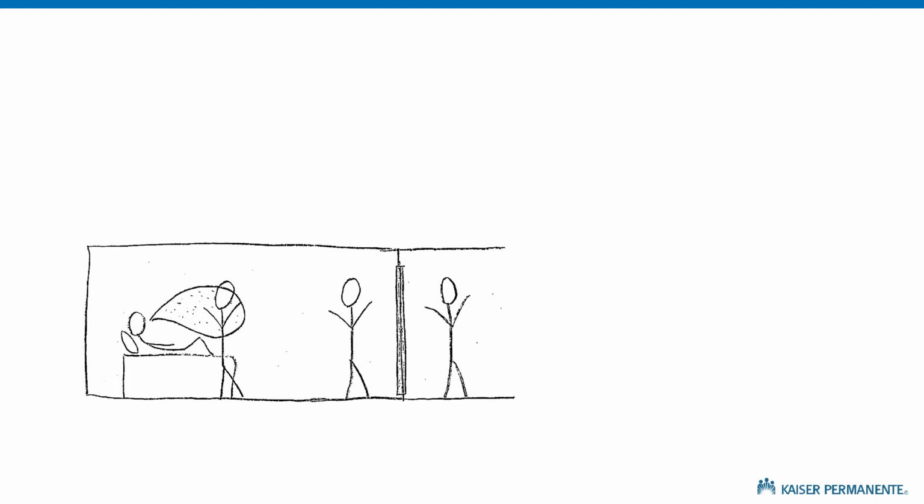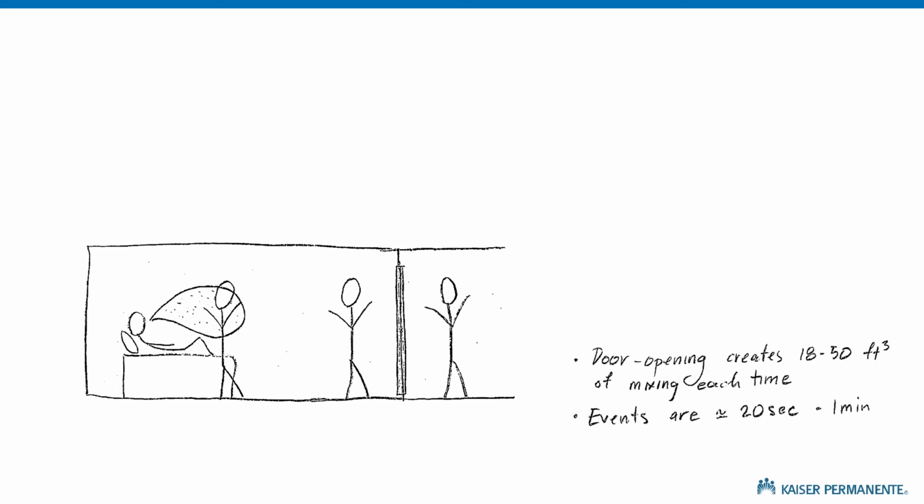And the second thing to know about negative pressure is that it only works with the door closed. When the door is open, negative pressure is lost. And every time the door opens, cross-contamination occurs. Room pressure does not prevent cross-contamination of a door opening event.